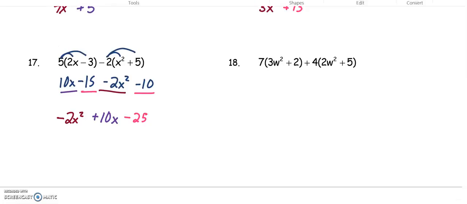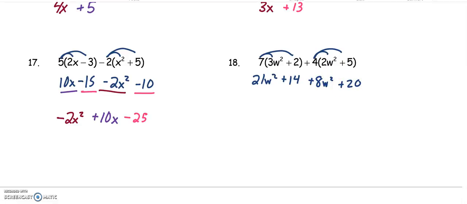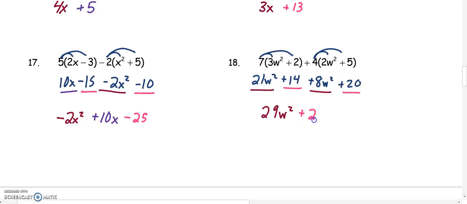Number 18, when I distribute, I have two things to distribute again. So I'm going to distribute a 7 into the first set of parentheses, 21w squared plus 14, and 4 into the second set, so plus 8w squared plus 20. And now I can combine like terms. So I have w squareds that are like. 21 plus 8 gets me 29w squared. And I have constants that are alike. So plus 14 plus 20 is 34.